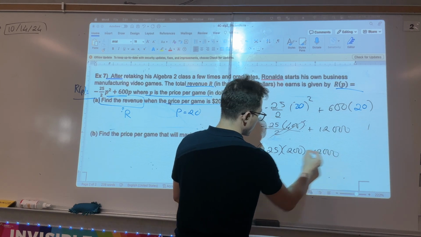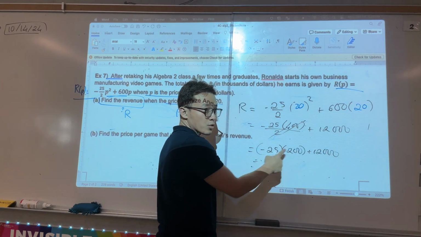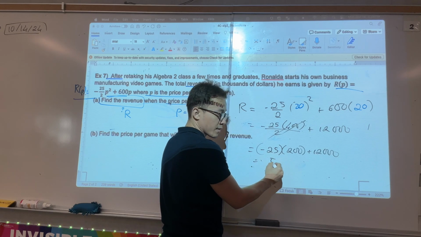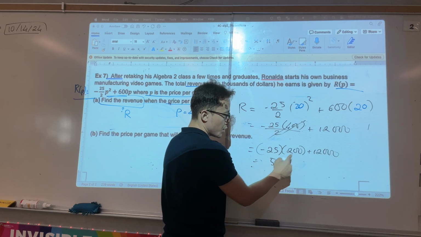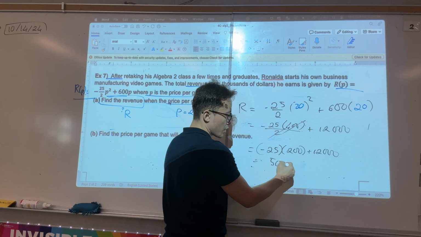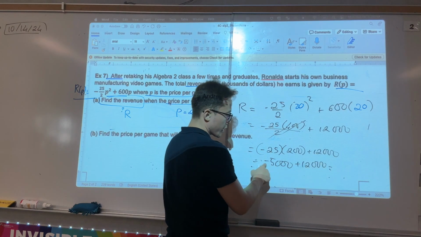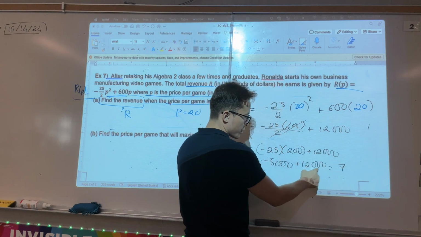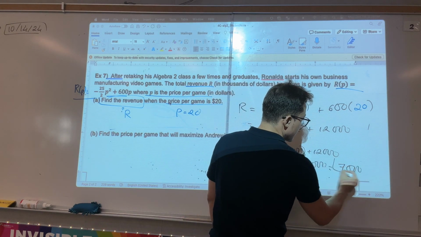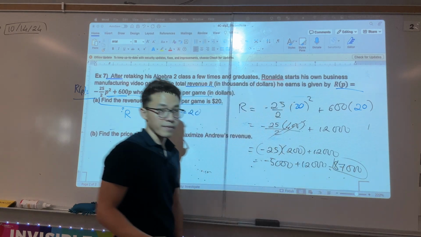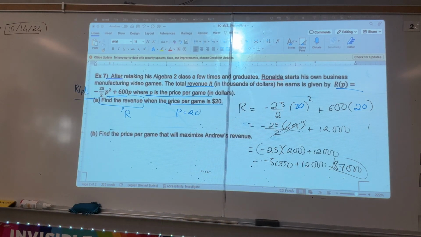So negative 25 times 200. What is negative 25 times 200? 25 times 2 is 50, right? How many zeros? 2, so add 2. Negative. So now negative 5 plus 12 is 7, and then you have 3 zeros. 7,000. That's the revenue when the price per game is $20.